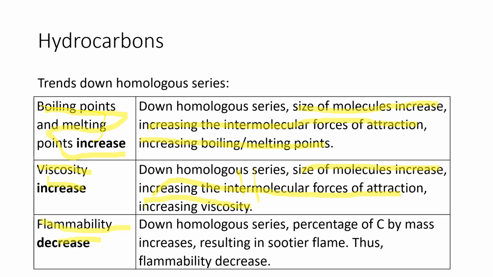Then the third one is slightly different. Flammability decreases. Flammability means the flames burn more efficiently, basically less smoky. In this case, you will say down the homologous series, percentage of C by mass increases, resulting in sootier flame. Sootier flame means more black smoke. Thus, flammability decreases. You can pause the video to write this down, and once you're done writing, you can continue.